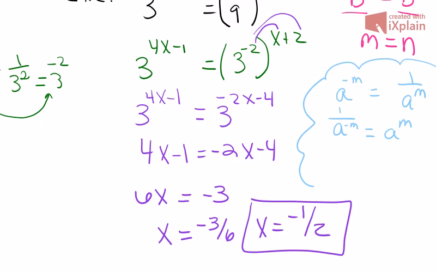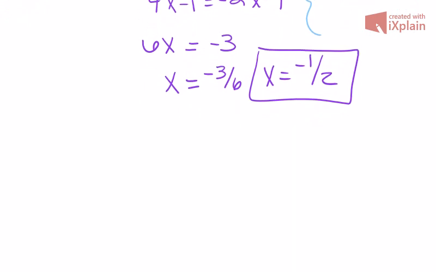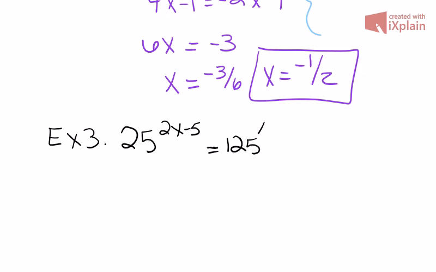So for these next couple examples, you give it a try. So for example 3, I'm going to write the problem down. I suggest that you try it as well. And just pause the video, give it a try, and then you can watch the video to see if you are correct. So let's try 25 to the 2x minus 5 equals 125 to the x plus 3. So give that a try.